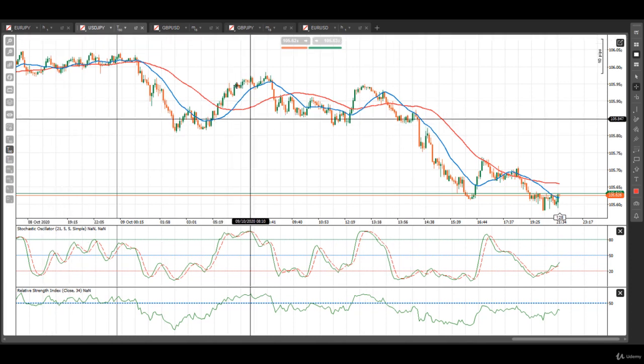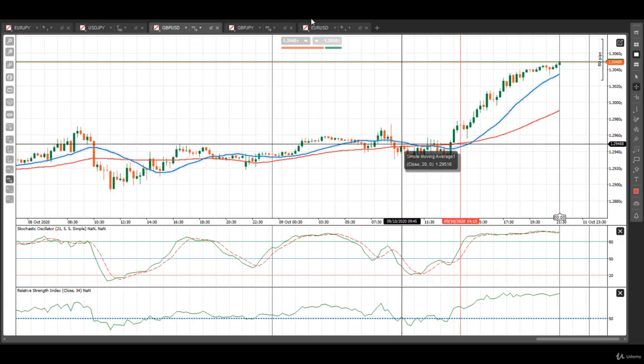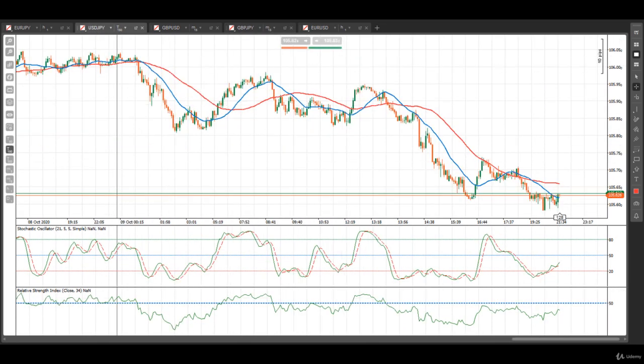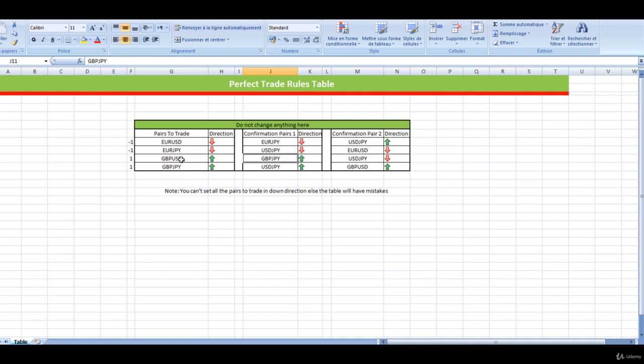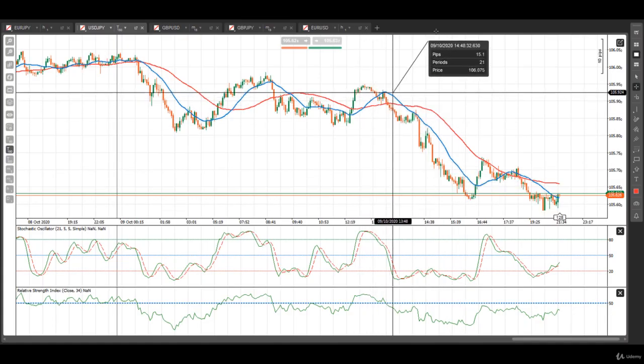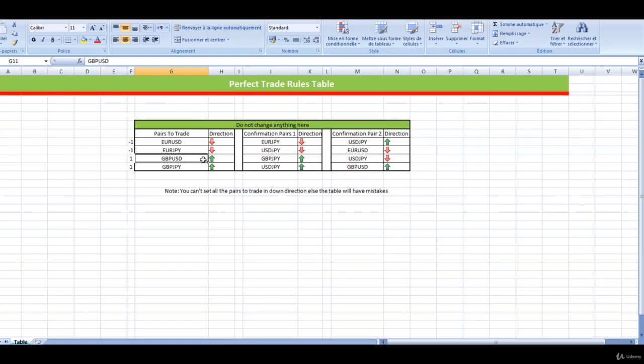Okay, so where we have the GBP USD up, GBP JPY up and USD JPY down, let's take a look here. GBP USD up, GBP JPY up, but USD JPY is down. So we have to trade GBP USD. If here in the chart we had the USD JPY trending up, we would choose to trade GBP JPY. To decide, you have to see USD JPY first.